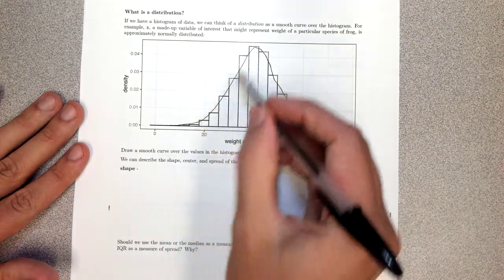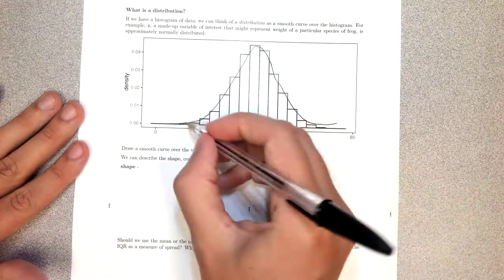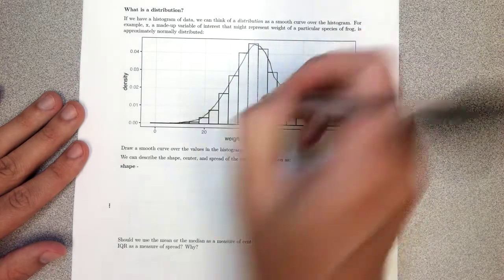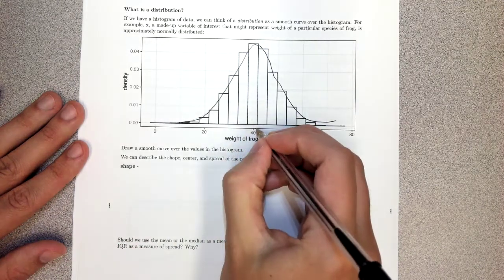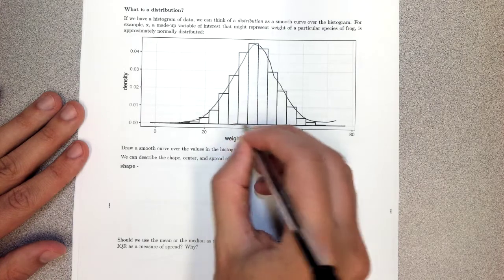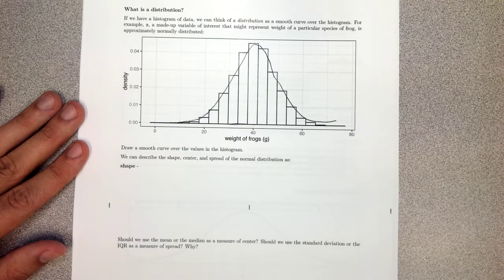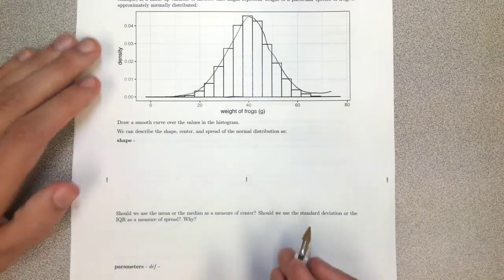So just like for a histogram, this smooth distribution curve is going to have a shape. This shape is symmetric. It's going to have a center at about 40, and it's going to have a standard deviation, which I would guess would be about 7 or 8-ish. So it's going to have a lot of the same characteristics that we talked about with histograms. Let's go through some of those a little bit more explicitly.